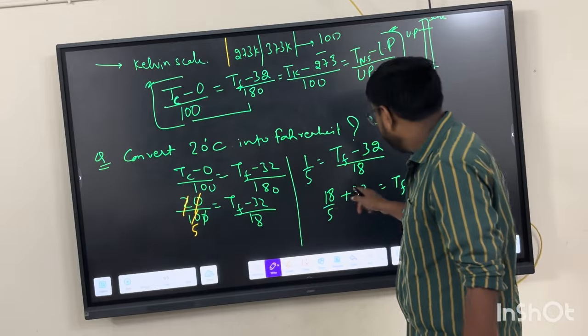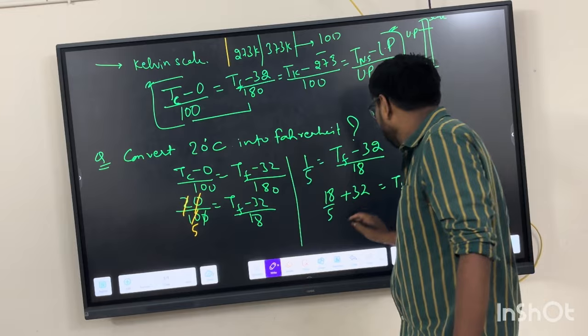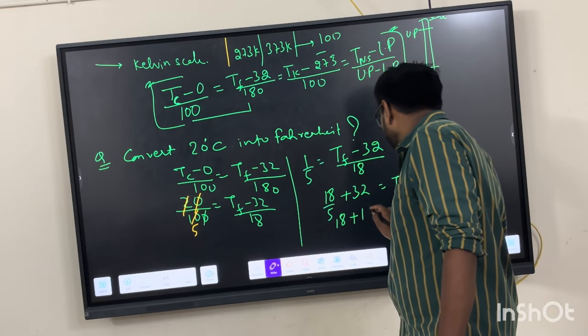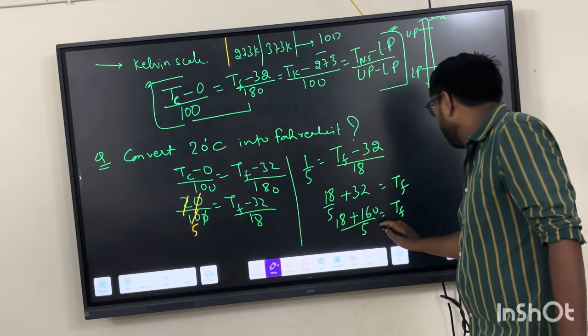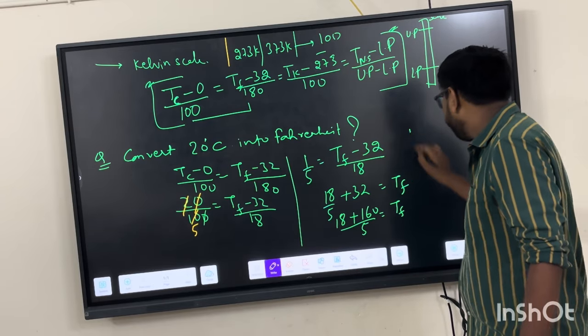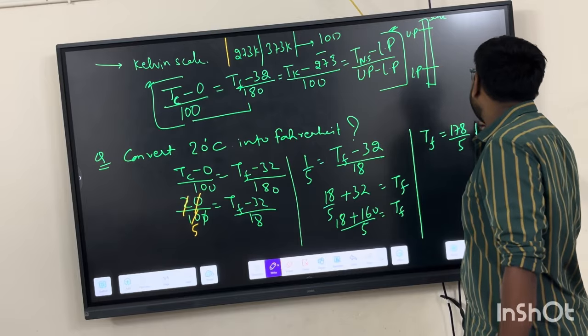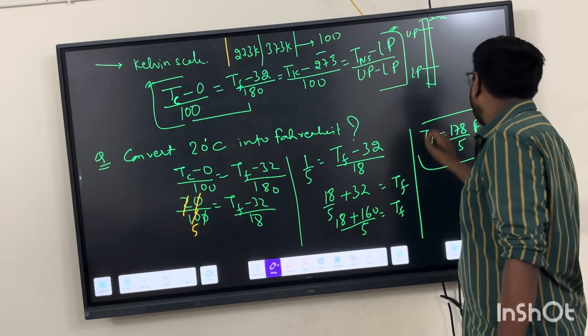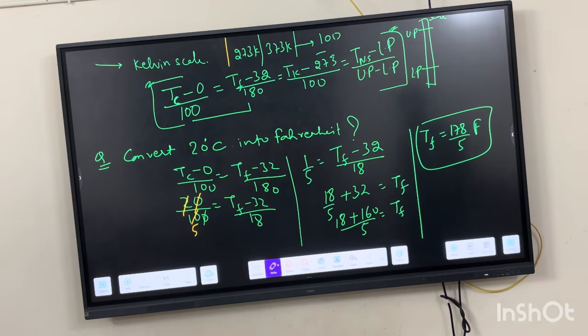Then 32 into 5 is 160, so (18 plus 160) divided by 5 equals Tf. That comes out to be 178 by 5. So Tf comes out to be 178 by 5 Fahrenheit. It is in Fahrenheit. That's how we convert one temperature into another temperature.